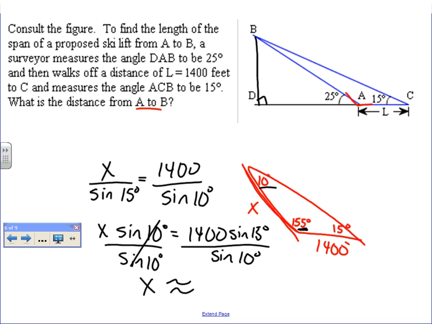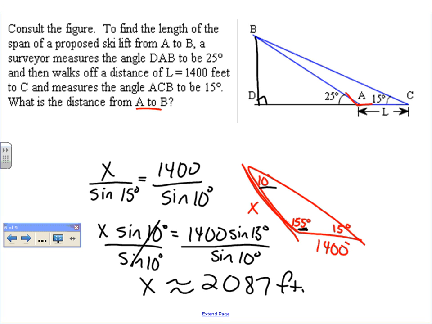Alright, let's see what this is. 1,400 times sine of 15 degrees divided by sine of 10. I got 2,000 and something. I think it's going to ask to go to here, split on this one. So 2,087 feet.